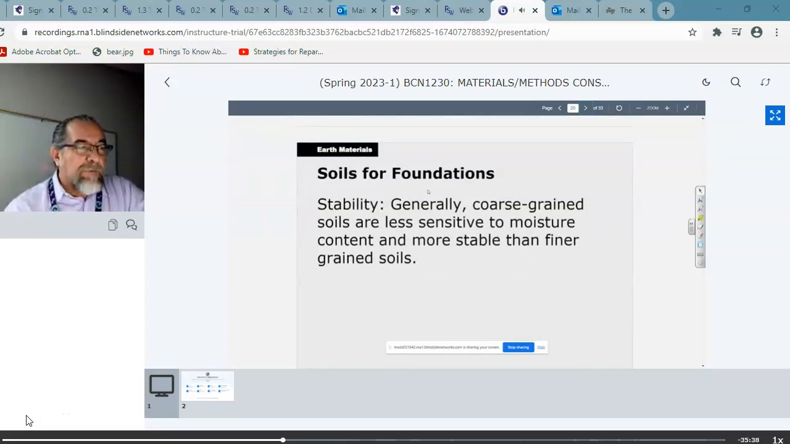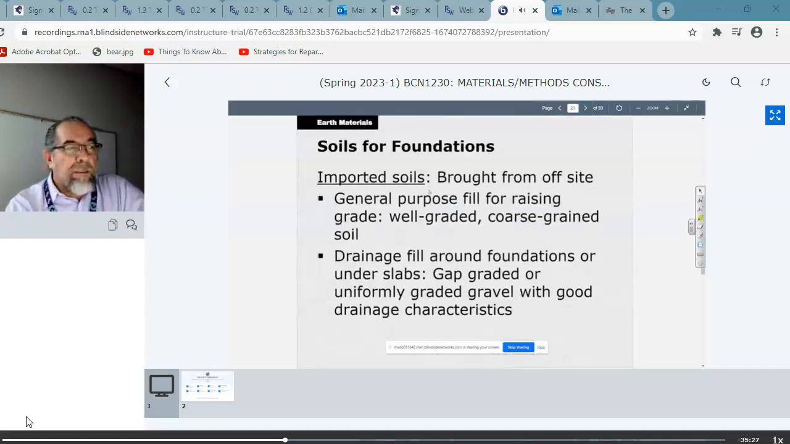Soils for foundation, we want stability. Generally, coarse-grained soils are less sensitive to moisture content and more stable than finer-grained soils. So we want stability. Further, we want imported soils that are brought in from off-site, general purpose fill for raising the grade. You see that in Florida where, because of climate change, people are bringing in more soil to lift new construction houses almost 1 foot higher, especially along the coast. That's another thing you see as you drive around, that they're building up the land more.